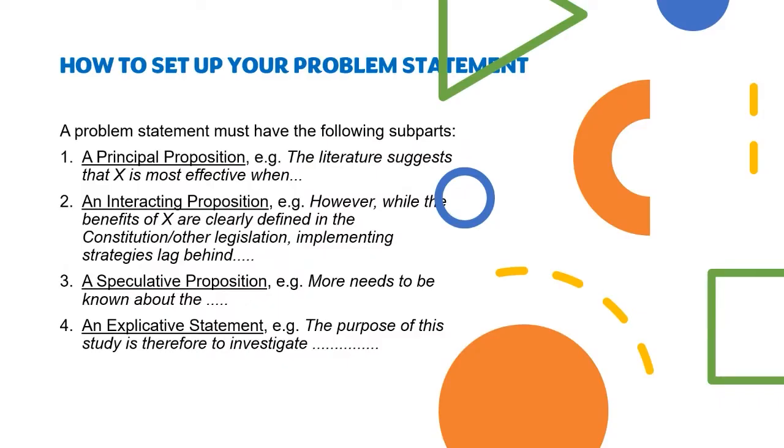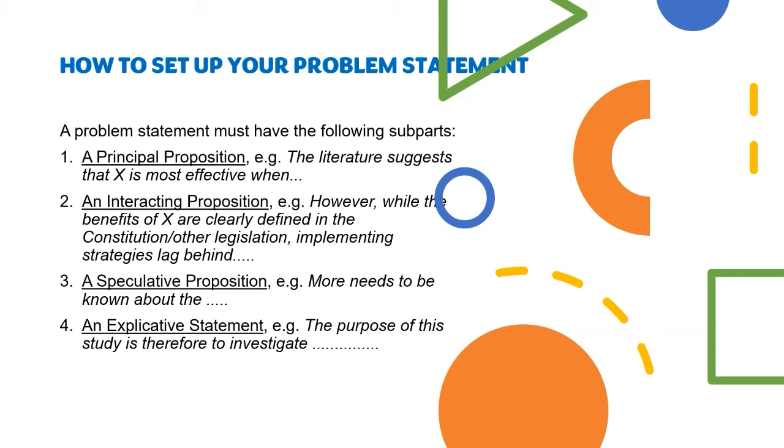Now, I know people struggle to set up their problem statements. It is one of the most difficult parts of your study. Whether you write a thesis, a dissertation, a research report, or whether you're writing an article, getting that central problem statement right is a very difficult task. So here are a few clues. A problem statement must have 4 subparts. And often people just do number 4. They forget about steps 1, 2, and 3.